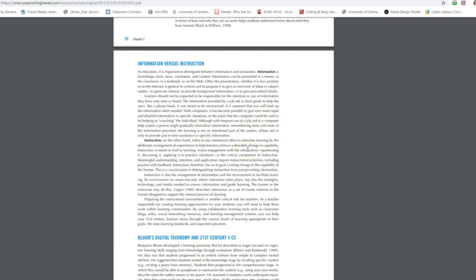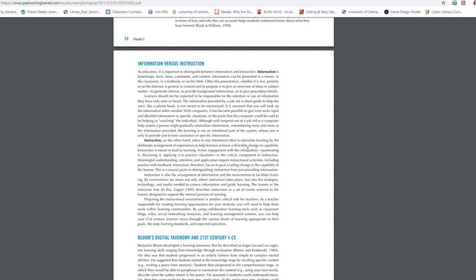So as you get further into Chapter 2, look at the difference between information versus instruction. Students should not ever just be expected to be responsible for retaining and using information that they've only seen or heard one time. If you are going to offer some type of job aid, some type of short guide to help the user, that's not really meant to be memorized, but something they would go back and refer to. That's more like coaching the individual.